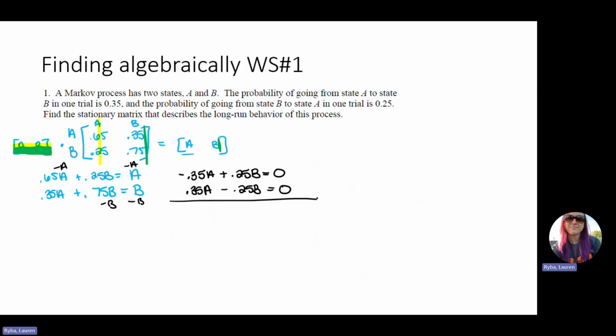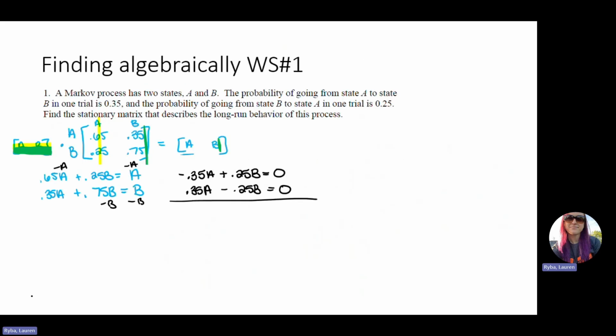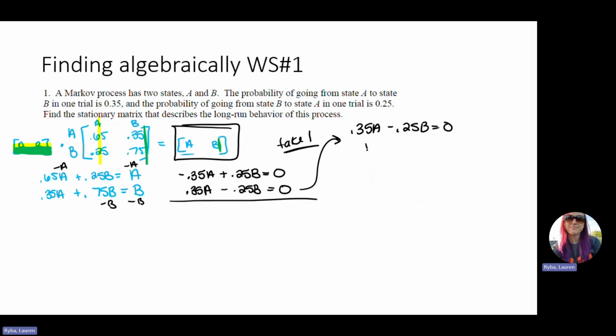Now, I have a slight problem here. If I were to work with these two equations, they cancel each other out, right? So I need to use the other fact from back here, which is this second one here. The values in the steady state matrix must sum to 1. So in essence, all I need to do is take one of these equations. I'm going to bring this one over here, 0.35A minus 0.25B equals 0. Only need one.